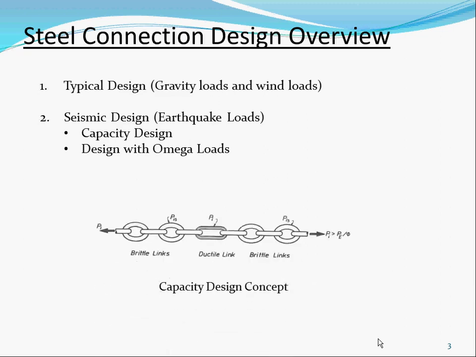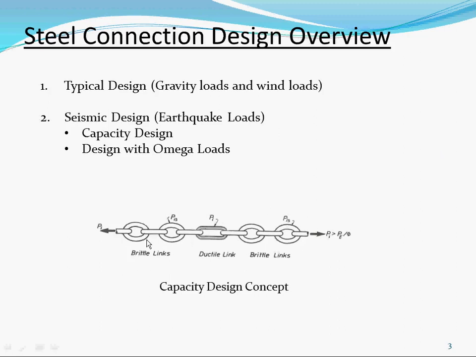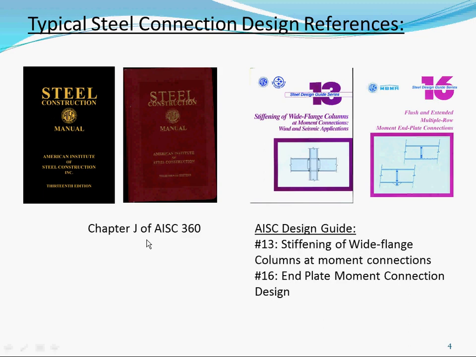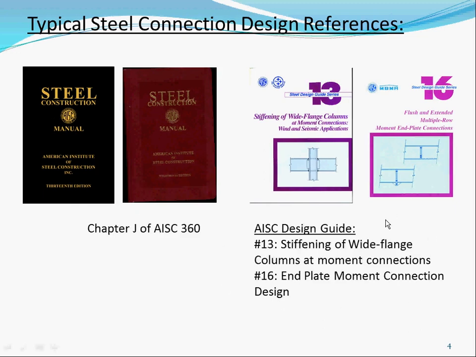The capacity design concept, like I said before, is you have a ductile link, and then you design for that link for all your forces, the earthquake forces, and you make sure everything is stronger than that link. So we've heard that many times. Chapter J of the AISC 360 is where the connection design is referenced. However, there are also other documents by AISC that cover different moment frame topics.